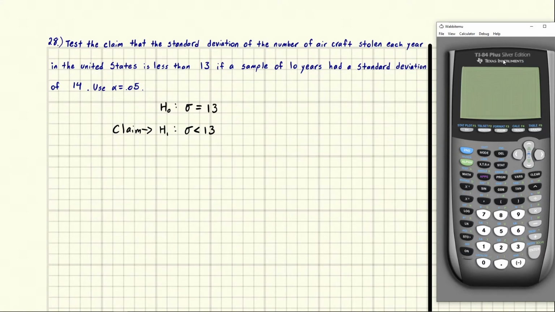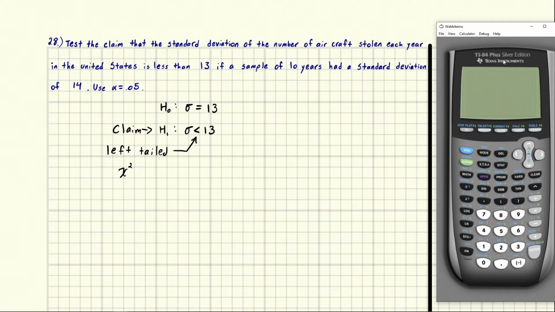Alright, up next we need to identify if it's left, right, or two-tailed. We just need to look at the alternative here, and we see that we are looking at a less than. The standard deviation is less than, so this means it is a left-tailed test. And we could even point to the symbol to make that really clear. Up next, we need to determine the distribution to use. So do we want a t, a z, or is this a chi-squared? Looking at this, we are dealing with standard deviations, and so that is described by a chi-squared distribution.